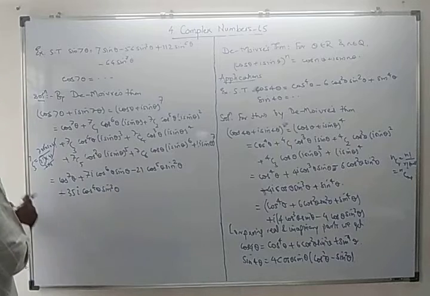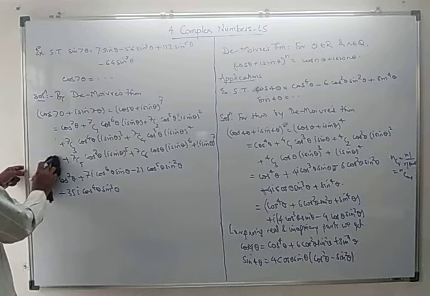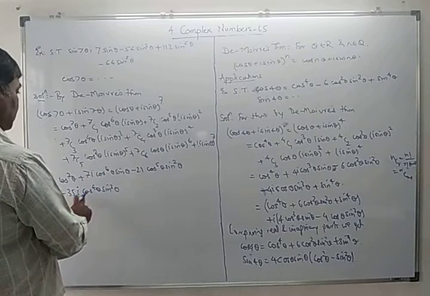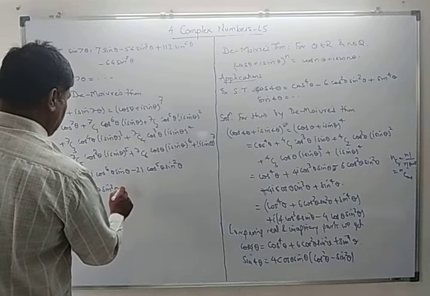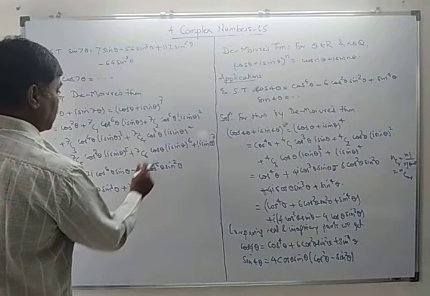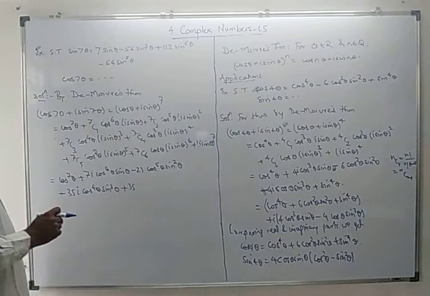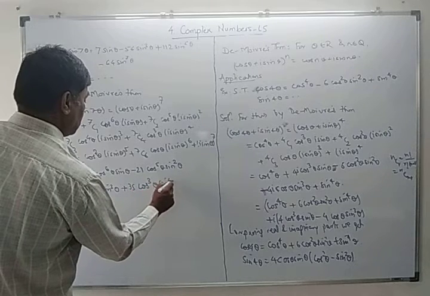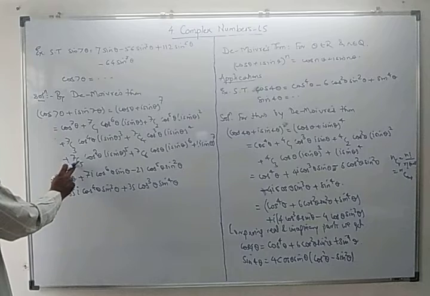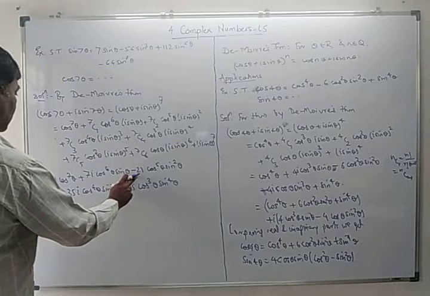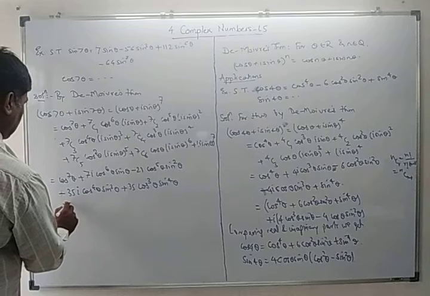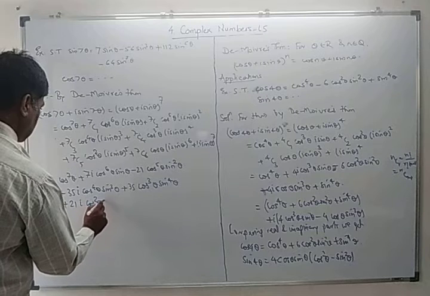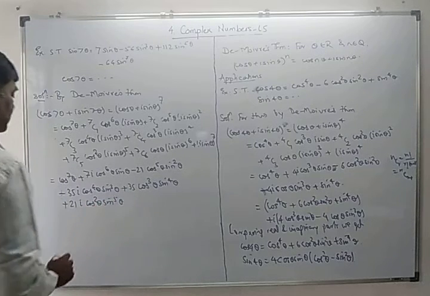sin cube theta, right? Now 7c3 is same as 7c4, that is your 35. i raised to 4 will become 1, cos cube theta into sin raised to 4 theta. Okay, 7c5 is 7c2, that is 21. Okay, plus 21i cos square theta sin raised to 5 theta.